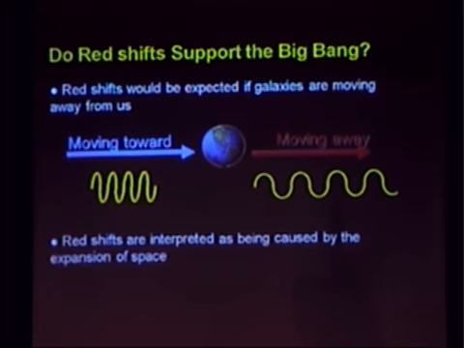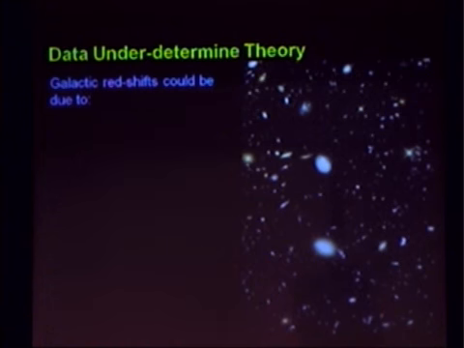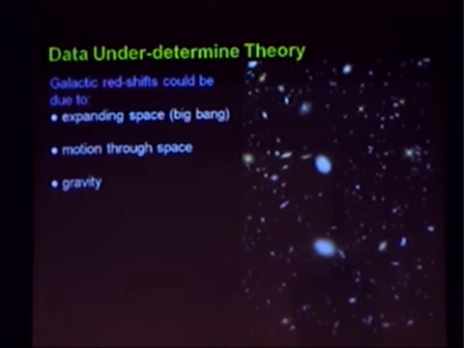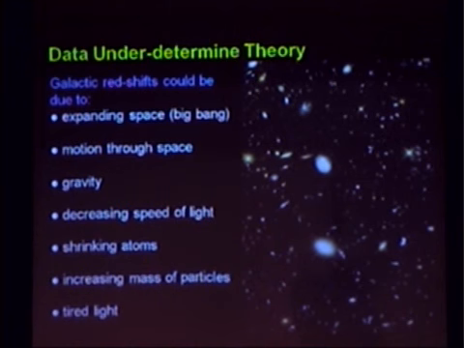So redshifts are interpreted as being caused by the expansion of space. As space expands, then it sort of stretches the wavelengths so that we get this shift towards the red. Now, we looked at this already this morning. You can explain the galactic redshifts by having expansion of space, but you can also explain it by having motion through space, gravity, decreasing speed of light, shrinking atoms, increasing mass, and tired light.